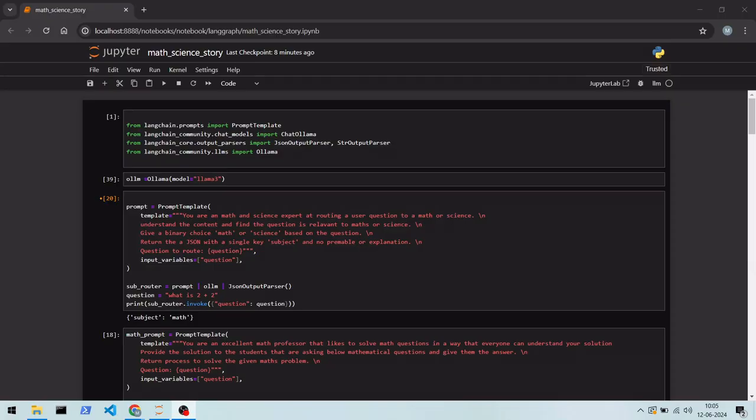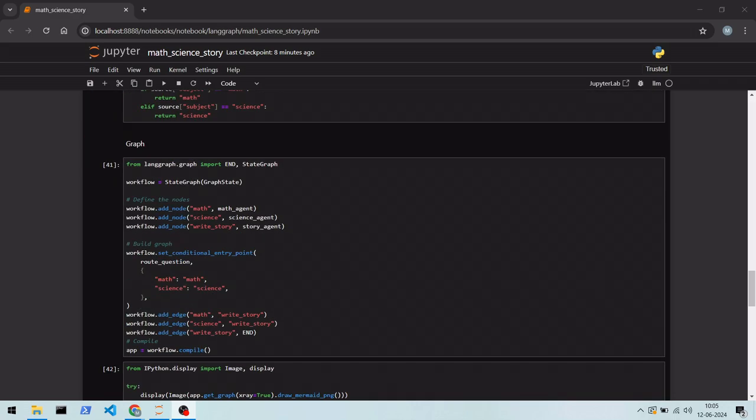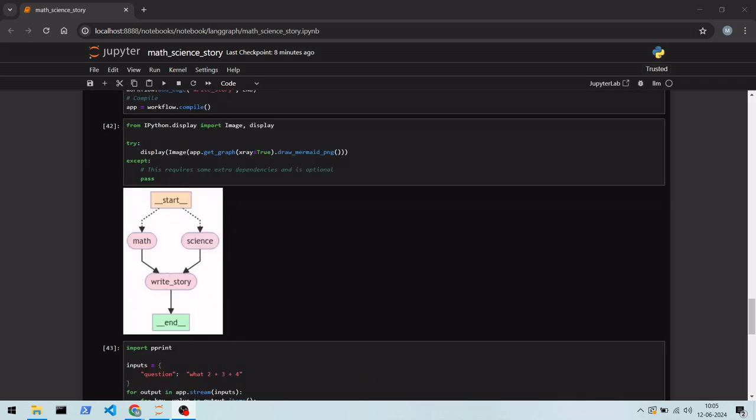We'll see the simple demo here. Here we have three agents. One is for math and science. It handles math related questions and it also handles science related questions. And the last one is writing the story based on the solution given by the previous nodes. And we have a conditional edge. It determines whether the given question is related to math or science. So based on the condition, it forwards to the next one.